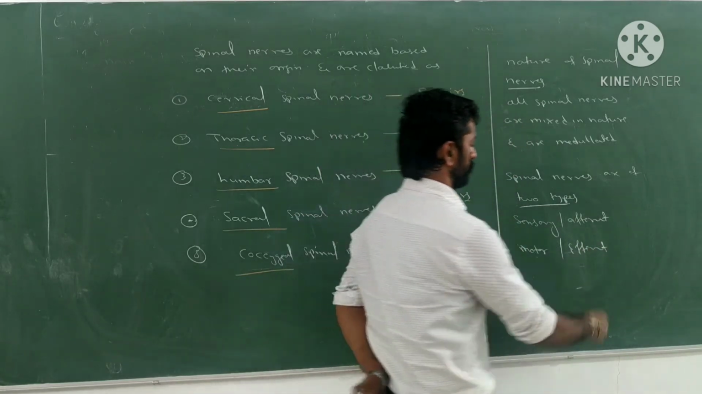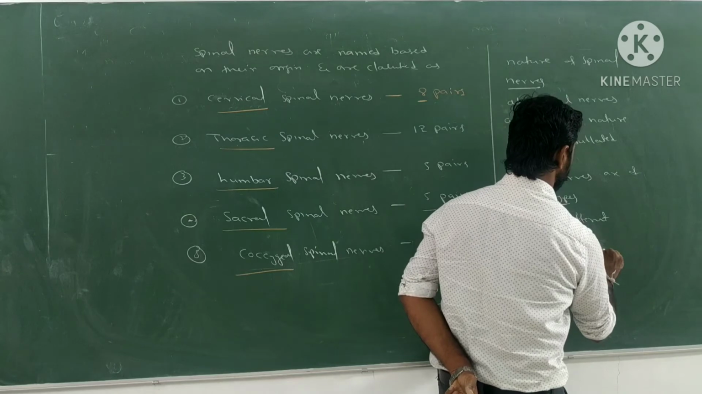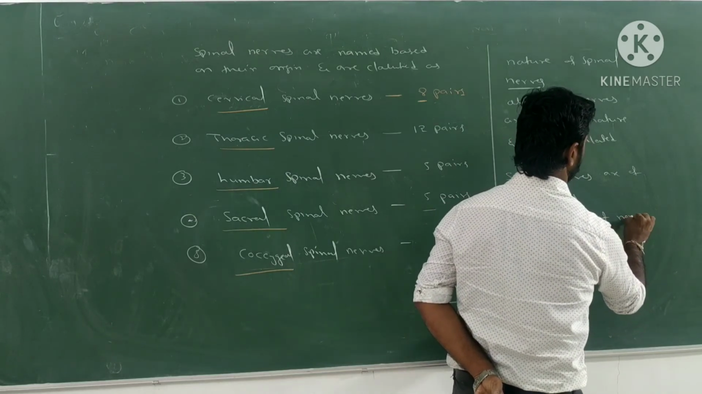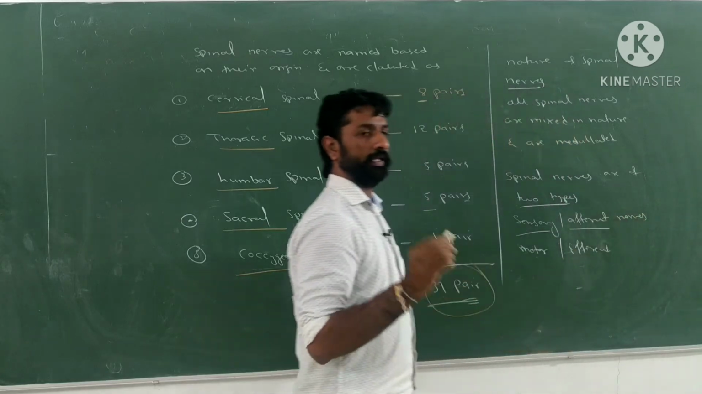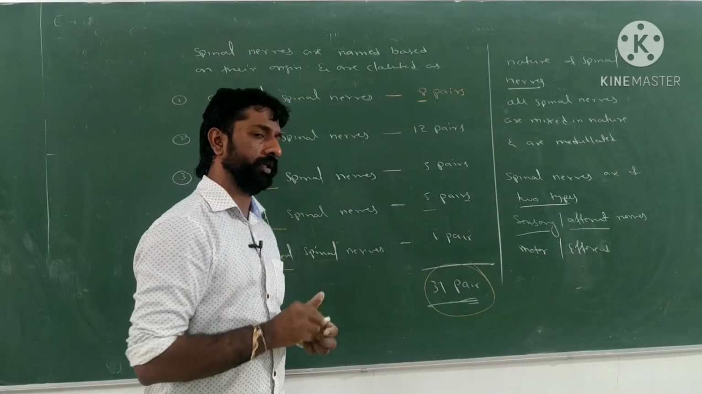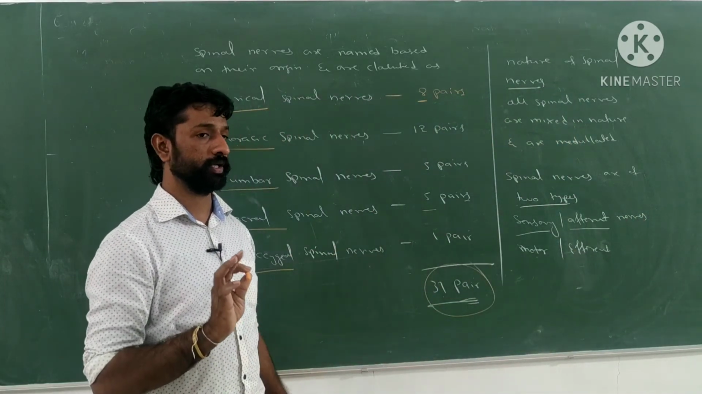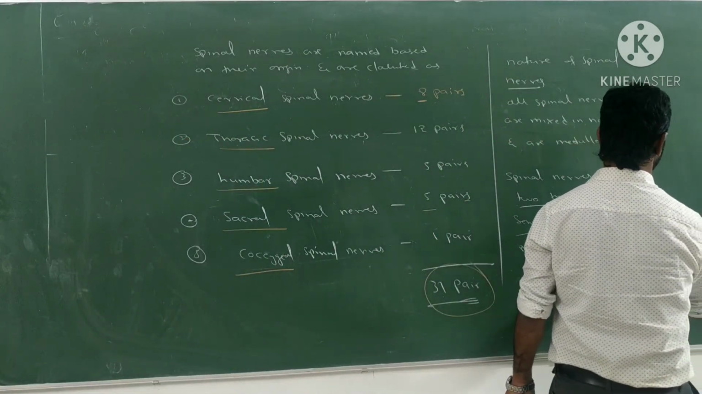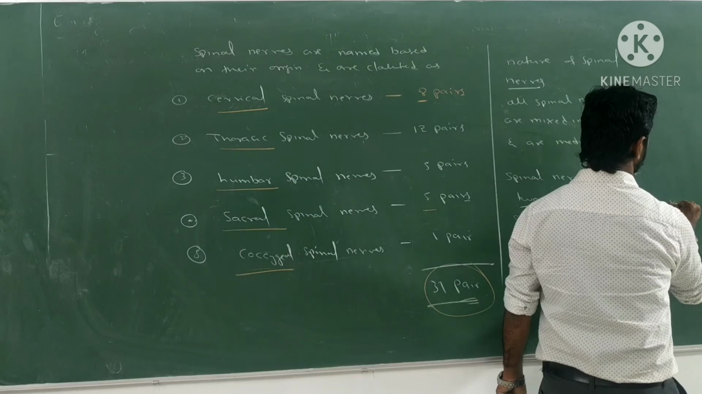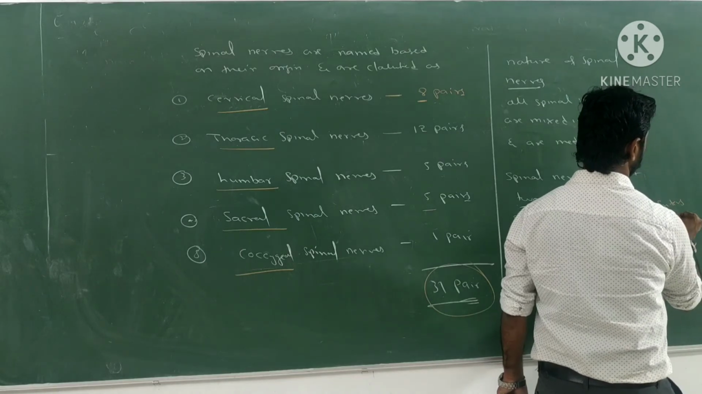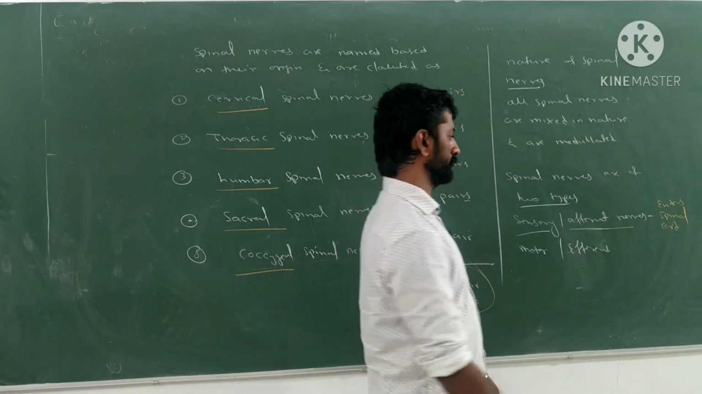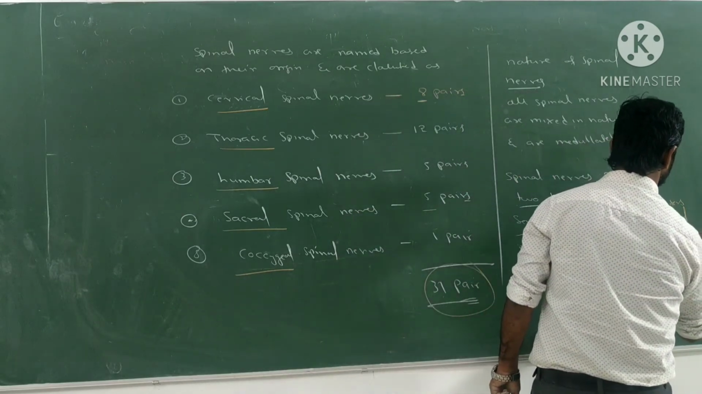Right? So from where do they enter or leave the spinal cord? The sensory or afferent nerves enter the spinal cord through the dorsal root. So the sensory or afferent nerves enter the spinal cord through the dorsal root of the spinal cord.